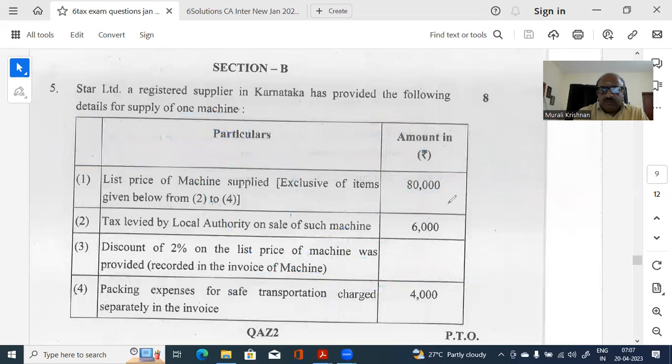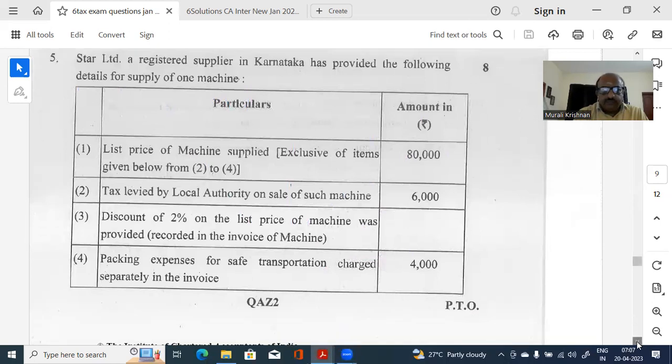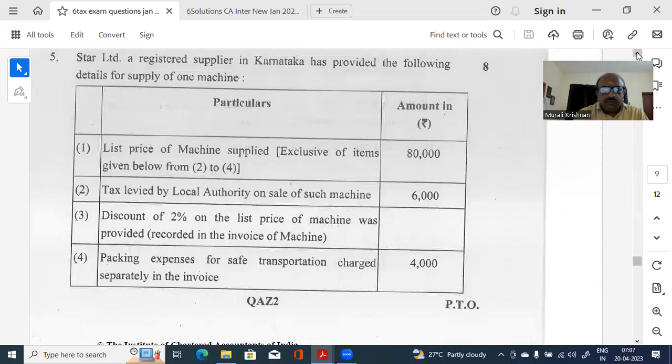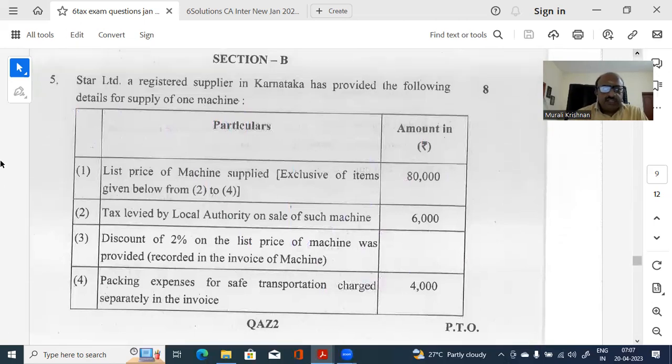Now in this problem, what are they saying? Star is a registered supplier in Karnataka. You have to note that down, because where he is supplying is very important. Because it's outside the state, it will become an IGST liability.